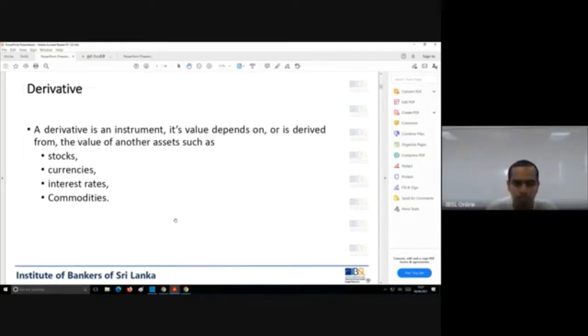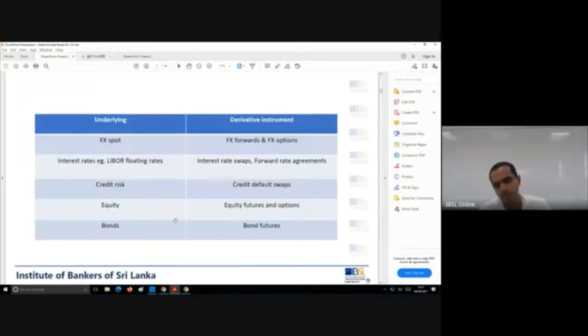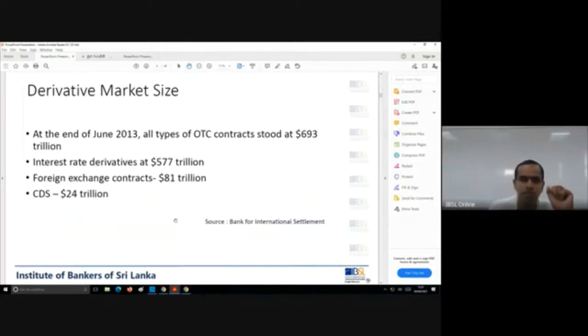A derivative is an instrument. Its value depends on or is derived from the value of other assets such as stocks, currencies, interest rates, and commodities. Right. Now, an underlying is the factor on which the price of a derivative is based. It can be, as I said, exchange rates, interest rates, default, bond prices, equity. And the main types of derivatives are forwards, futures, options, and swaps. Right? So we'll go into each of these.